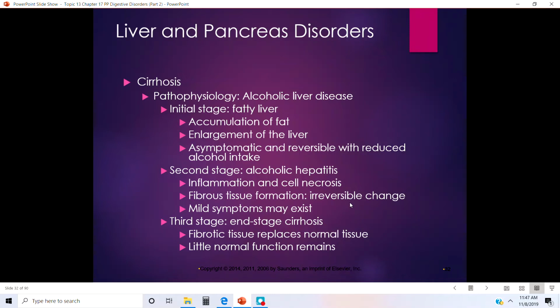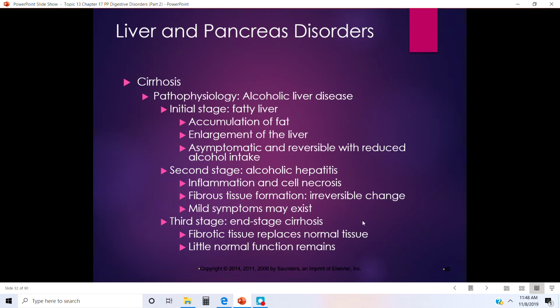At this stage of alcoholic hepatitis, there may be some mild symptoms, and again, like we said, the symptoms tend to come on a little bit later. So at this point, if the individual stopped drinking, at least there wouldn't be any further progression, right? We may not get better, but there wouldn't be any further progression.